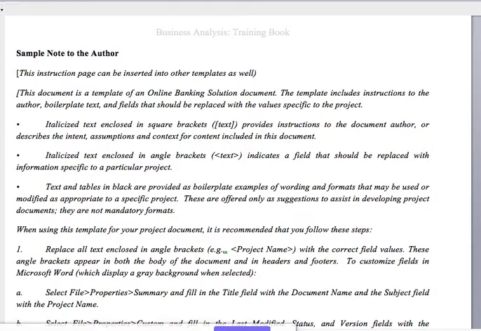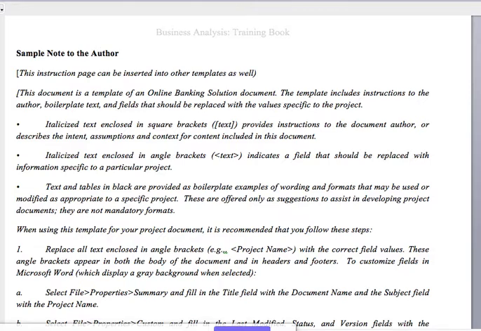Now, some of the instructions are mentioned here. For example, italicized text enclosed in square brackets provides instruction to the document author, or describes the intent, assumptions and context of the content included in the document.